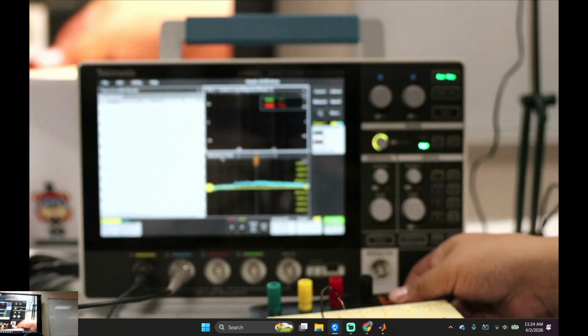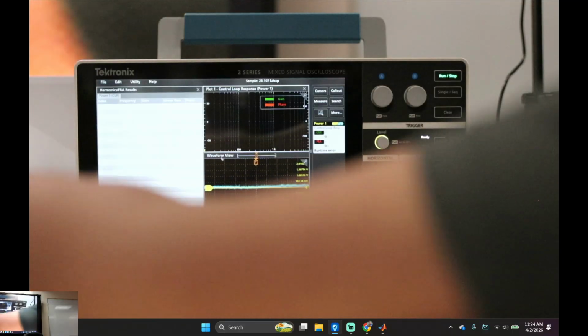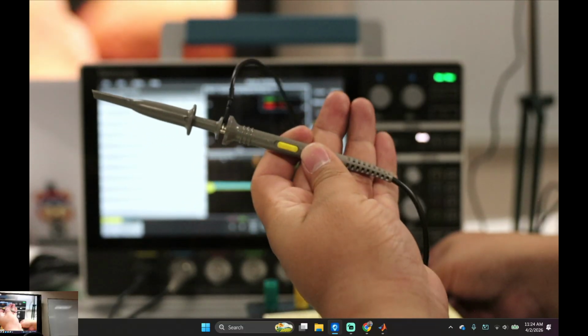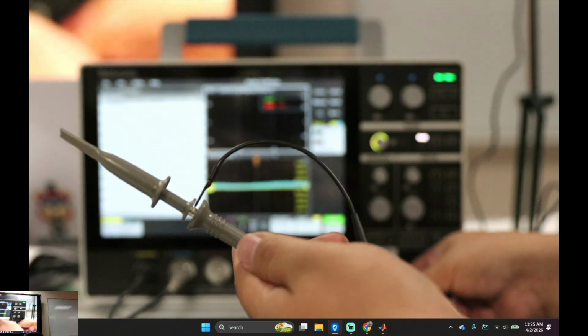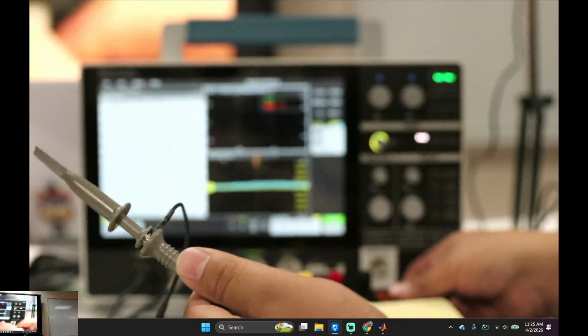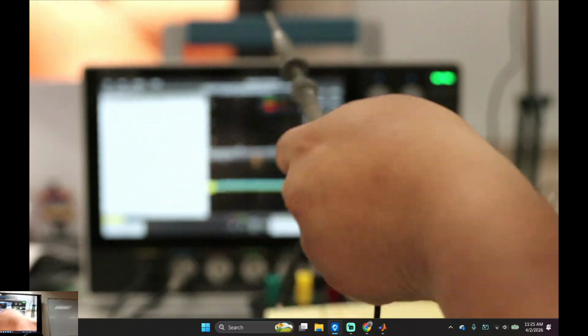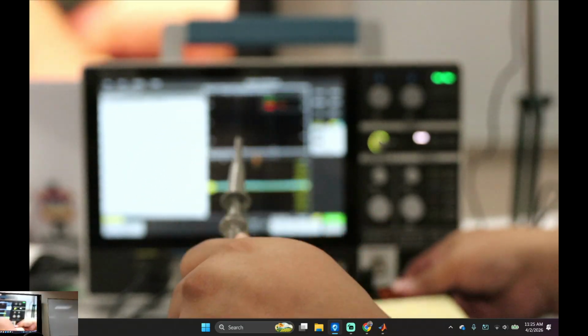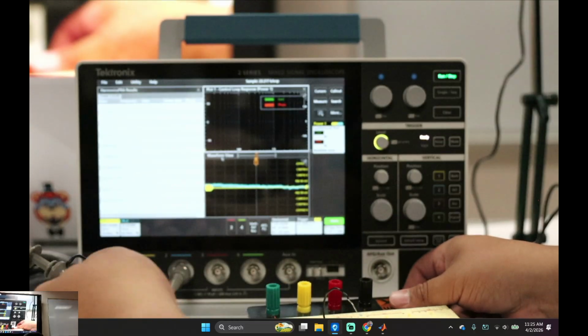Now I have a gray probe right here, channel 2. With these probes, please set them to times 10. When you set them to times 10, it introduces a times 10 resistor, so it kills the noise right here. It's really nice. So just make sure the settings on your oscilloscope are right.